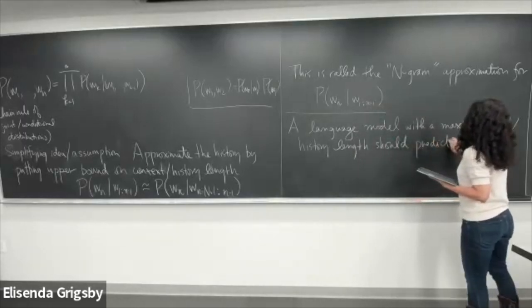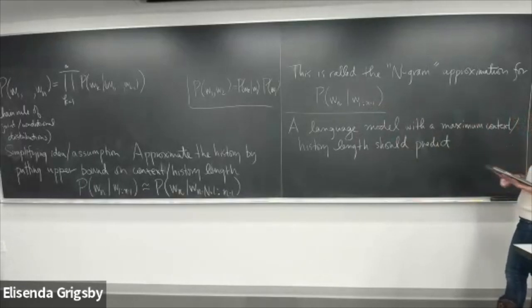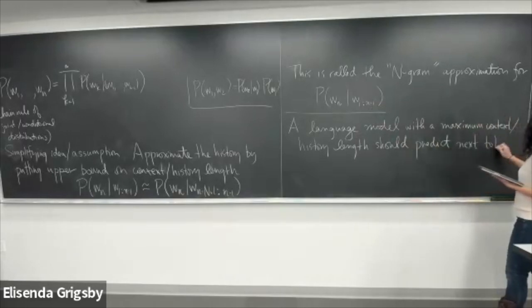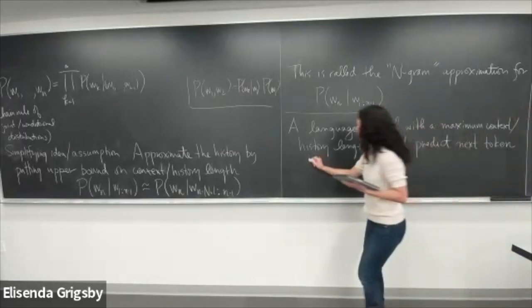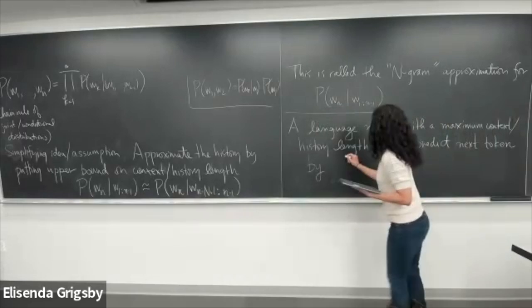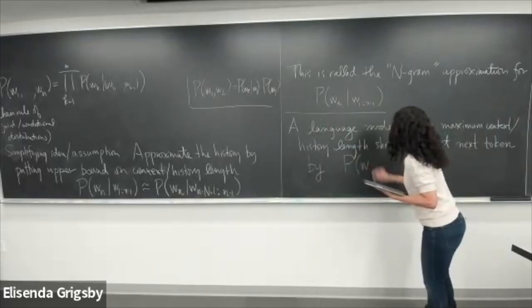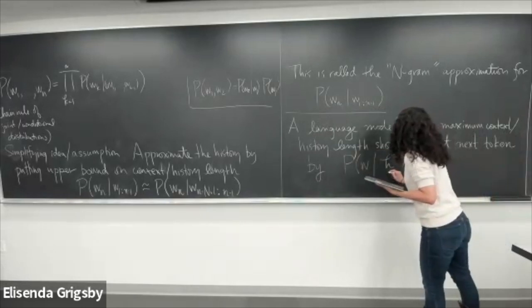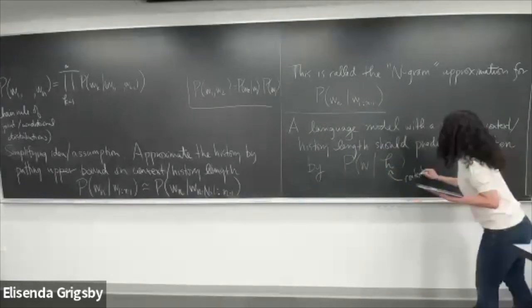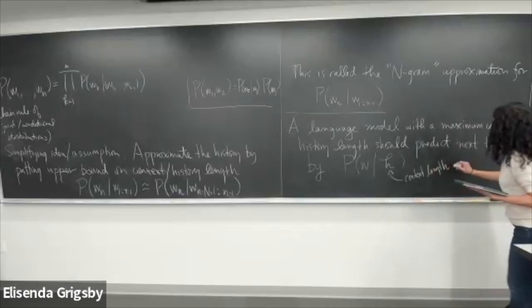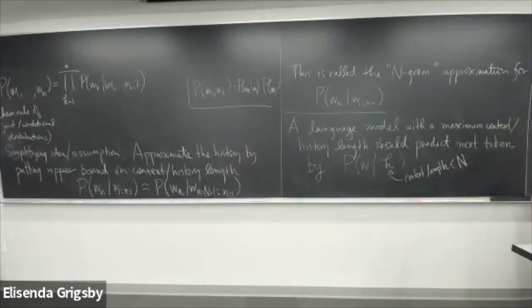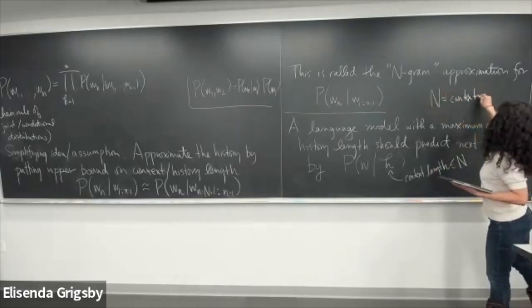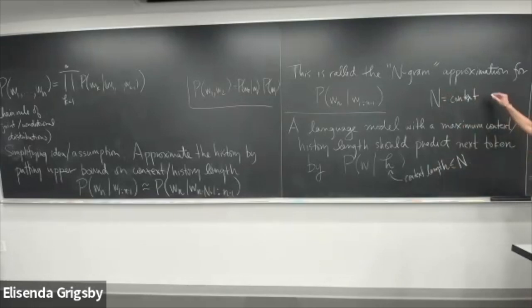To predict the next token by somehow estimating these conditional probabilities on tokens given histories of context length less than or equal to this n. So now n for the rest of the lecture today will be what I'm calling the context length.